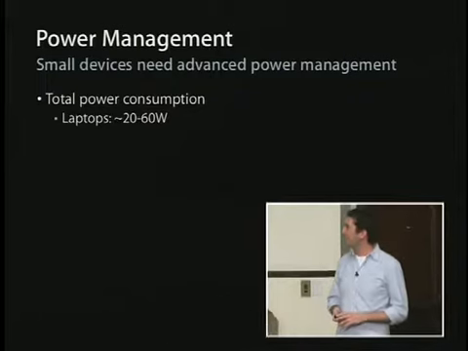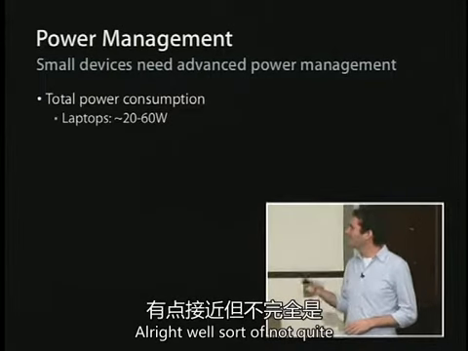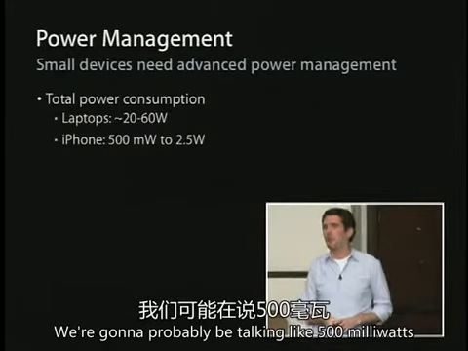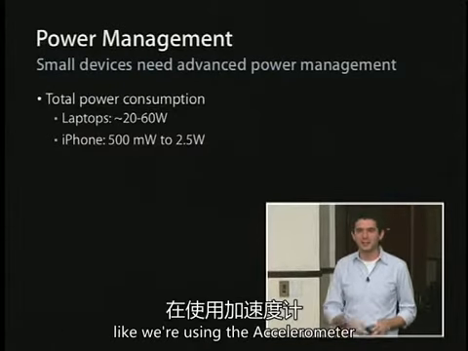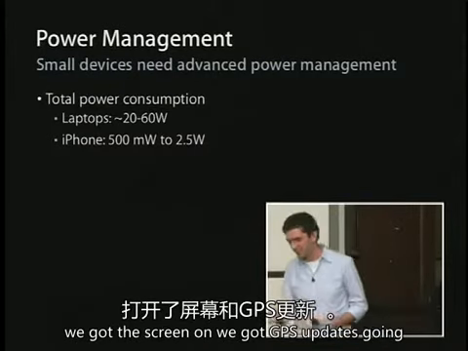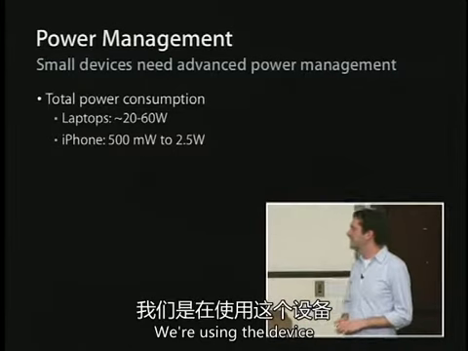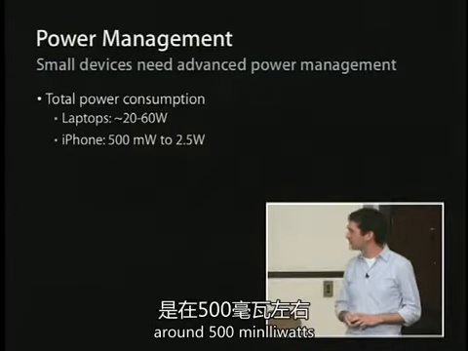5 watts. All right. Well, sort of, not quite. No. Think less. We're going to probably be talking like 500 milliwatts up to maybe 2.5 watts. And when we're saying 2.5 watts, we're talking like we're using the accelerometer, we've got the screen on, we've got GPS updates going. We're using the device. More accurate is probably general usage is around 500 milliwatts.